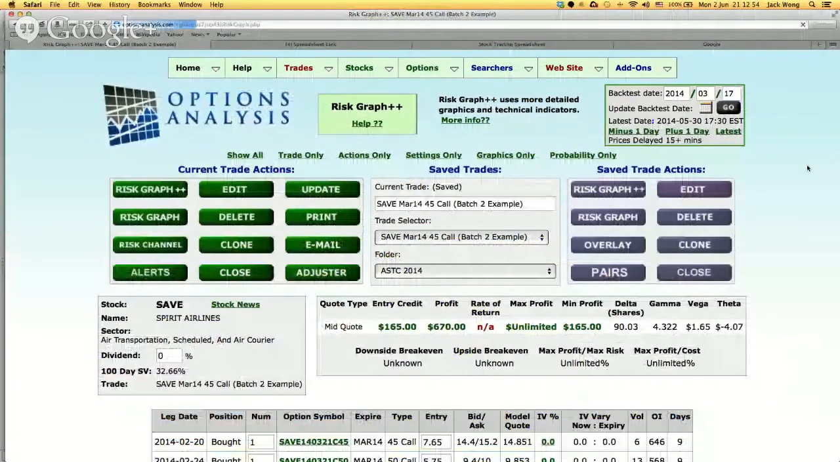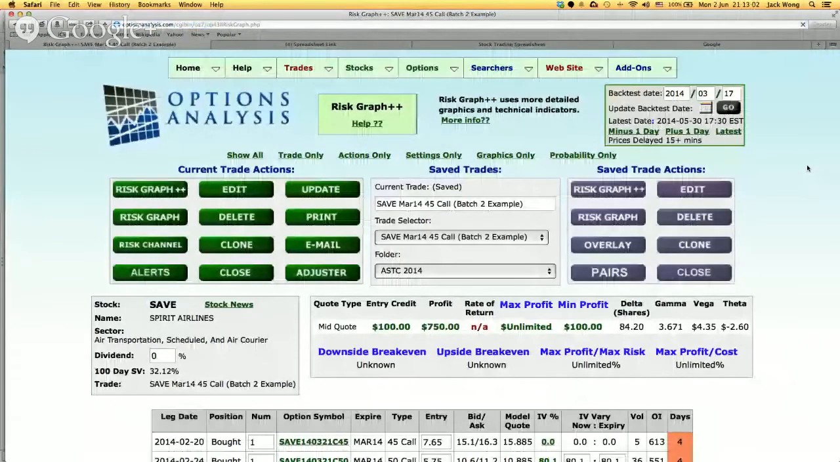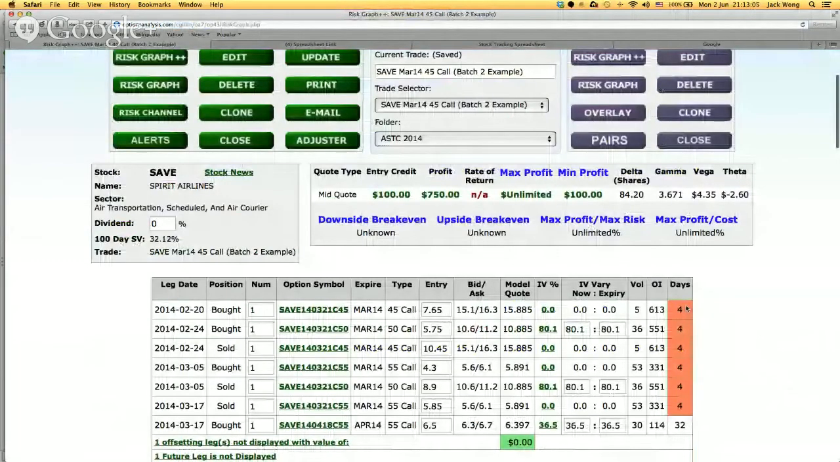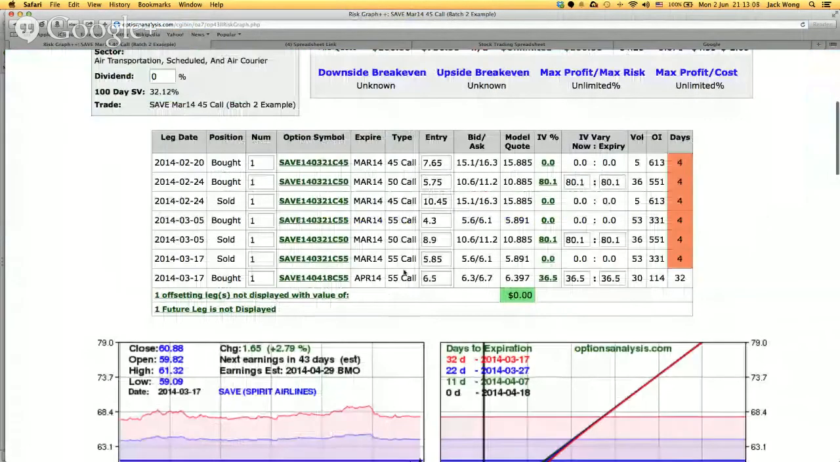So for March 17, what I've got is a roll out, not a roll up. Remember, roll up is optional, roll out is a must. I have only 4 days to go anyway. So what I did was I selected an April 55 call and April 55 call. Essentially, my position is roll out from March to April.